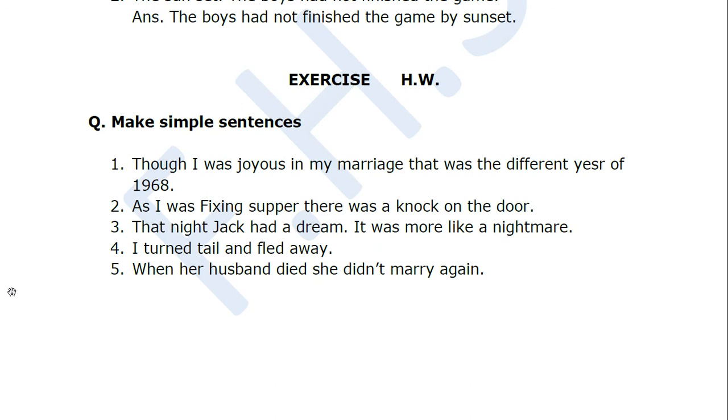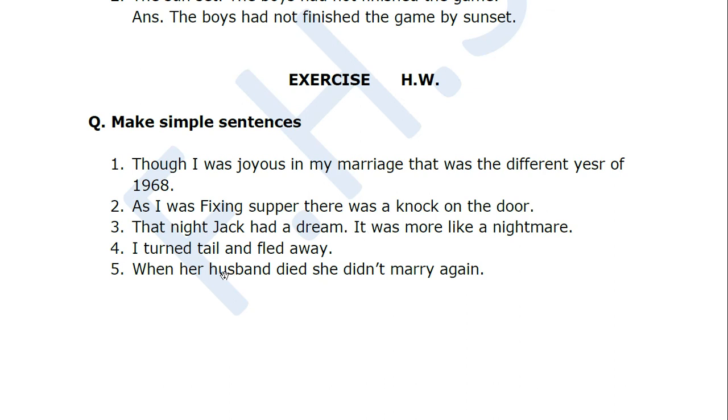Next one. As I was fixing supper, there was a knock on the door. This should be in small letters, not capital. So your first verb is here, and again the second verb is here. So one of these you will change. Next one. That night Jack had a dream. What is your first one? Had. And it was more like a nightmare. What is the second one? Was. Yes, was and had. So one of these you will change or remove.